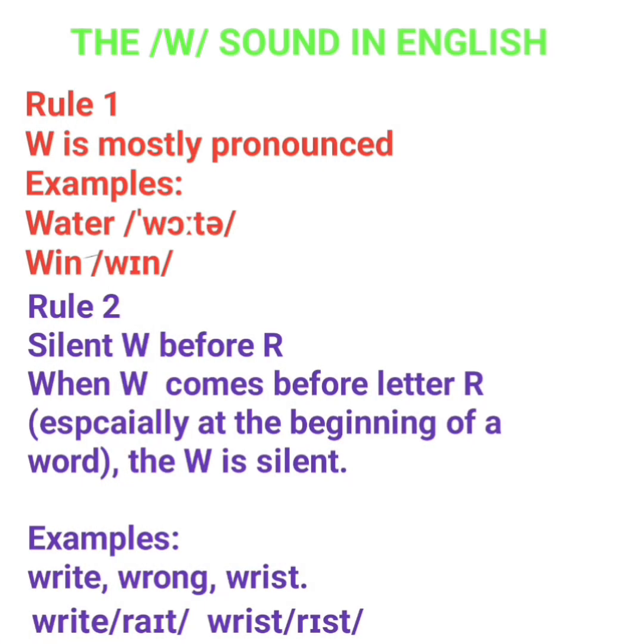Rule 1: W is mostly pronounced. Example: water, wind, and so on. So our W is mostly pronounced, but in some instances, as with other letters, it is silent, especially when W comes before letter R. Especially at the beginning of a word, the W is silent. For instance: right, wrong, wrist. In these examples and similar ones, W is silent.